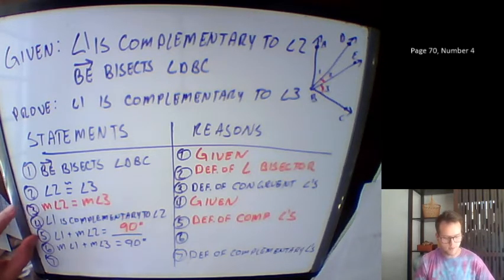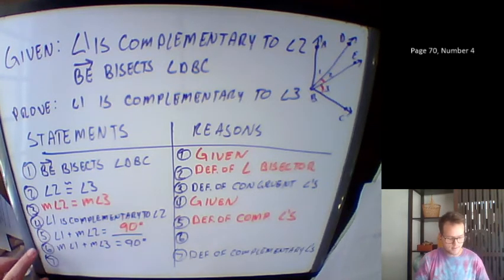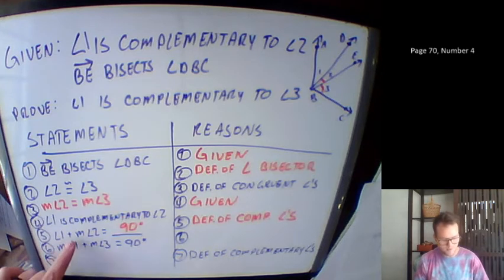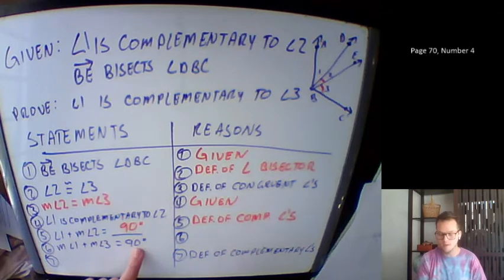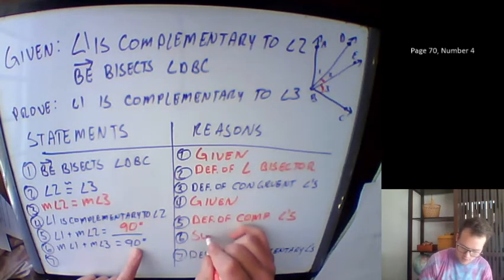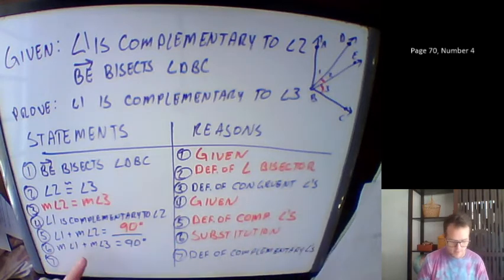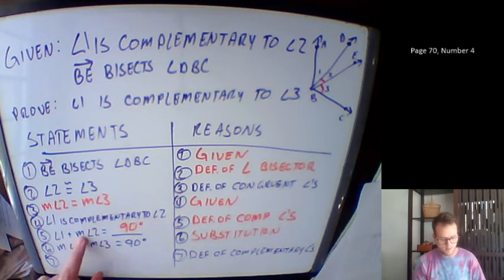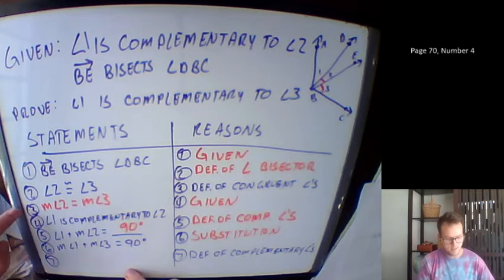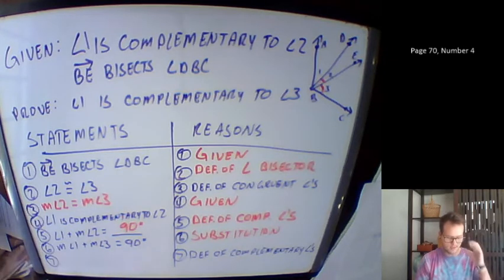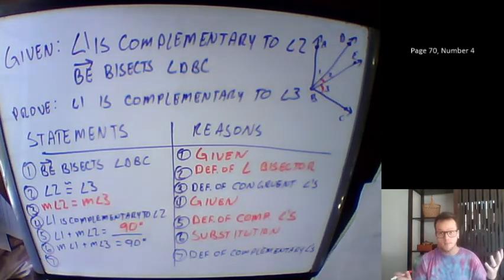Because measure of angle 2 and the measure of angle 3 are the same, we can then say that if angle 1 plus the measure of angle 2 is 90, then the measure of angle 1 plus the measure of angle 3 is also 90, and this is just substitution. So we substituted in the measure of angle 3 for the measure of angle 2 from this step. Again, we did that because of step number 3. We have this information in our back pocket, and now we're using it here at step number 6. Okay, so that's that piece.